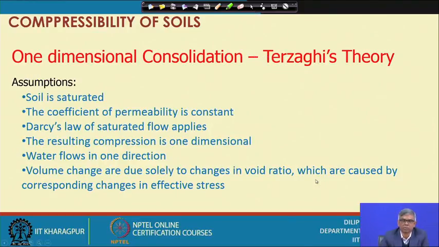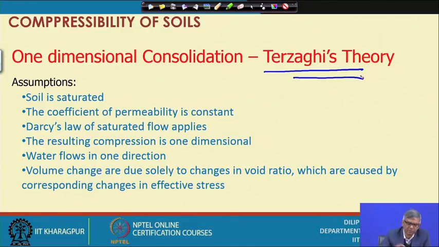Now, the consolidation settlement theory was developed by Terzaghi first, that is the one dimensional consolidation theory. Later on, a 3-dimensional consolidation theory was also developed, but right now we will concentrate on the one dimensional consolidation theory proposed by Terzaghi. And for any theory we know that we need certain assumptions, and if you deviate from the assumptions then it will not be applicable.